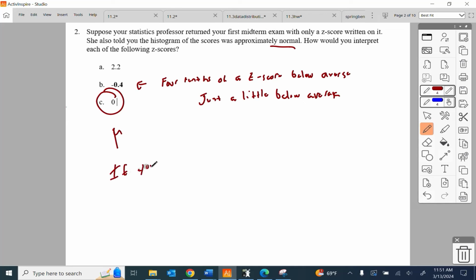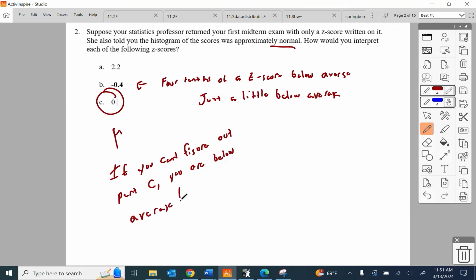Now I'm going to say something. If you can't figure this out, if you can't figure out C, you are below average.